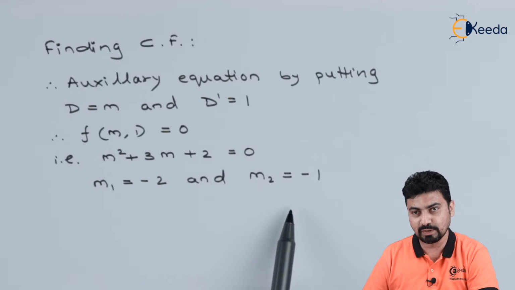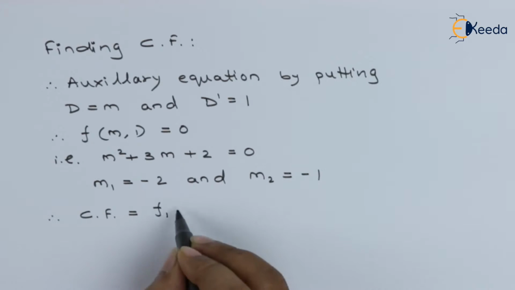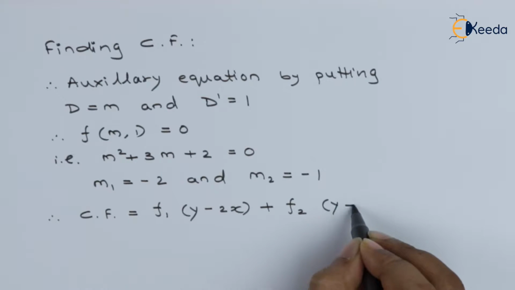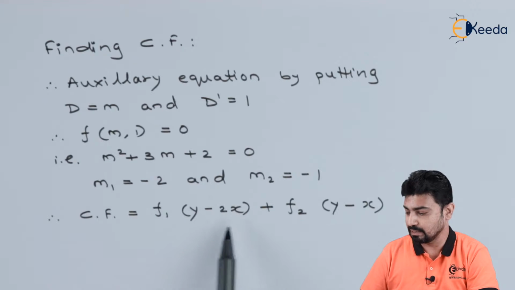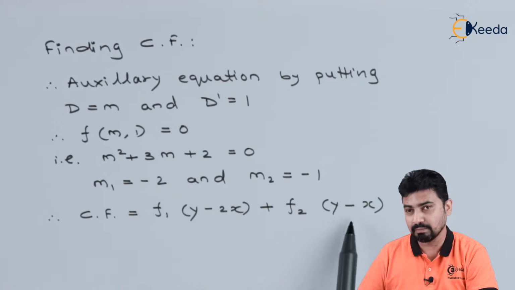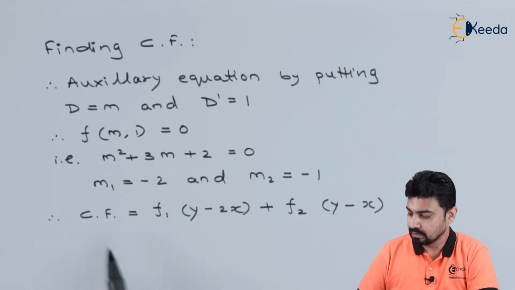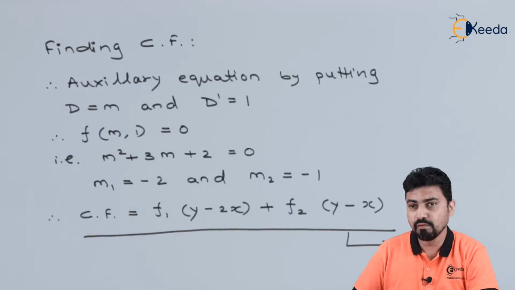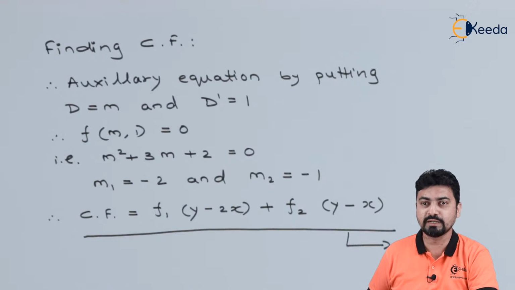Therefore, our complementary function will be f1 of y minus 2x plus f2 of y minus 1x. Y minus 1x is y minus x. So this is our first part of the solution, which is the complementary function. Let us go ahead and find out the particular integral, that is the PI.